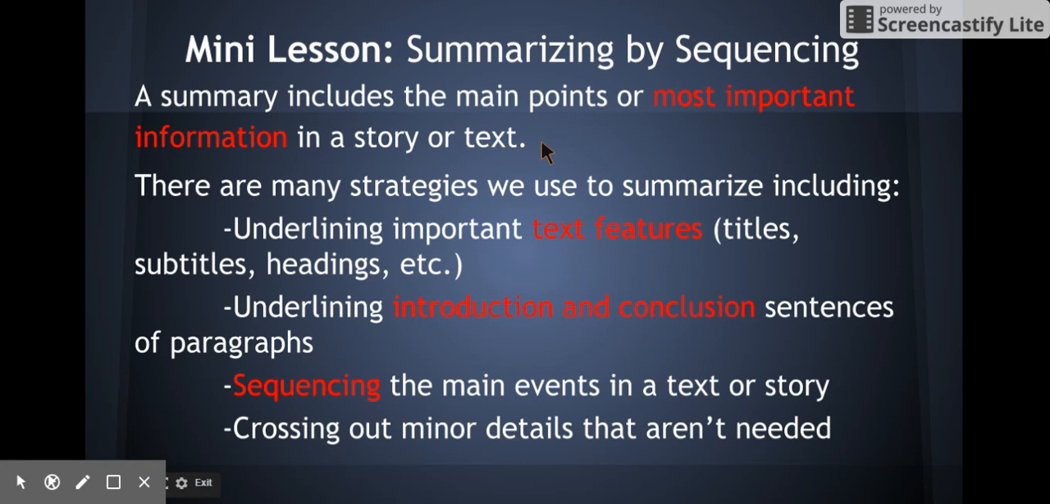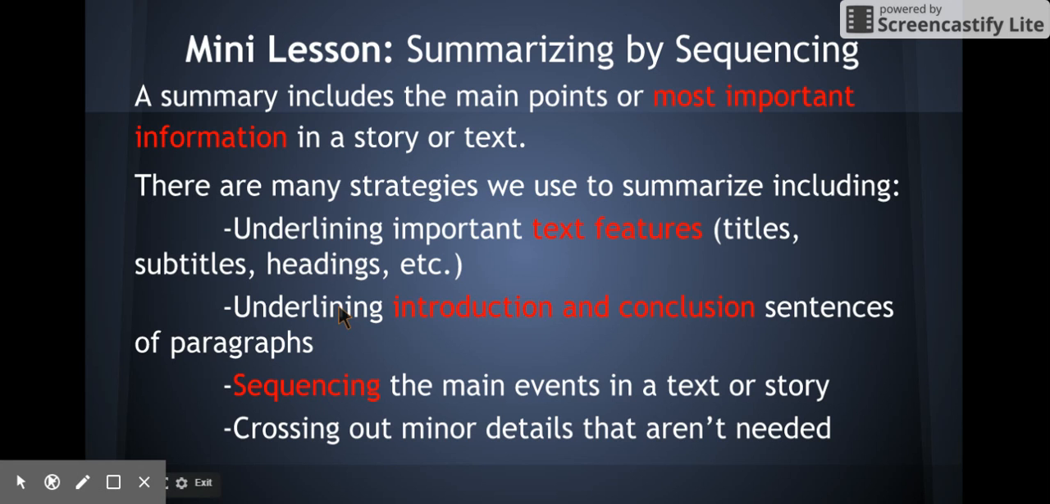So we're starting with a summary. A summary includes the main points or most important information in a story or text. We've used summaries a lot, and we should remember that we're not using a lot of minor details when we summarize. It's just the main points or most important information. There are many strategies we use to summarize, including underlining important text features. Text features are things like titles, subtitles, headings. They also might include pictures.